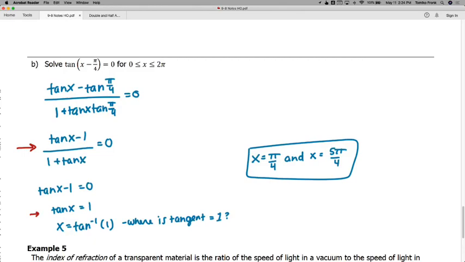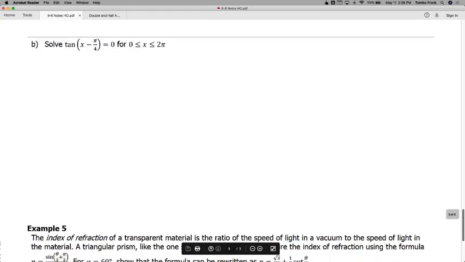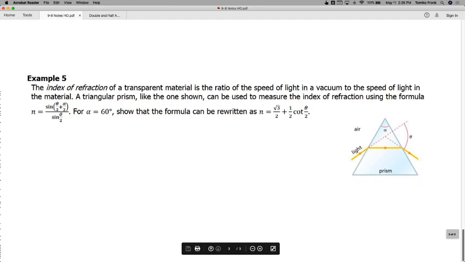All right, last example we're going to work through for 9-8. That is example 5. So the index of refraction of a transparent material is the ratio of the speed of light in a vacuum to the speed of light in the material. We've got a triangular prism like the one that's shown. It can be used to measure the index of refraction using this formula that looks really, really ugly. For alpha equal to 60 degrees, we want to show that the formula can be rewritten as something a little bit more simplified. So let's plug in what we know, and then we'll go from there.